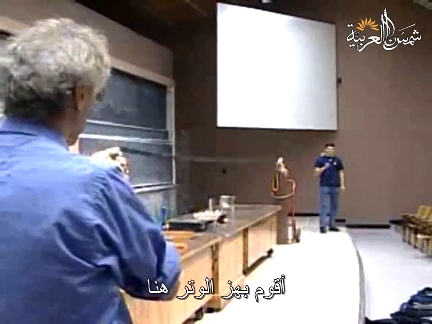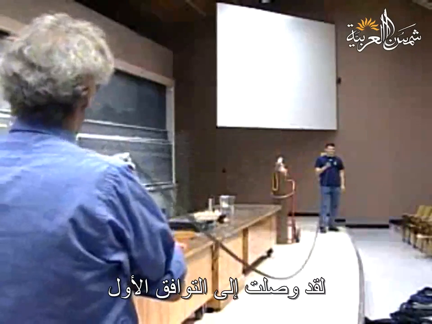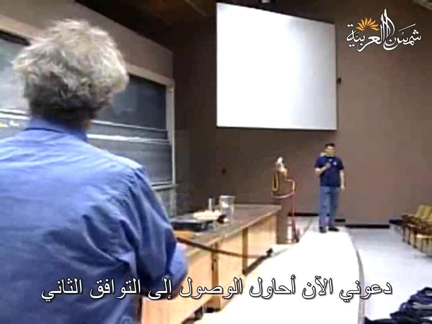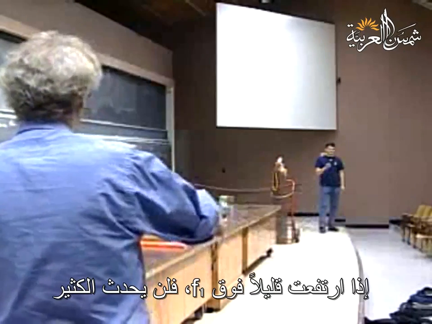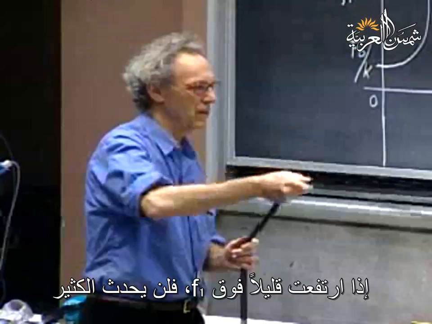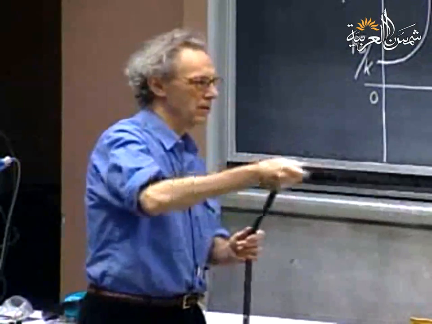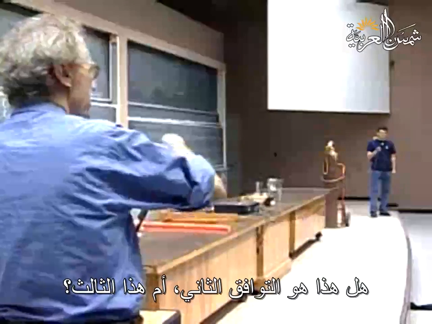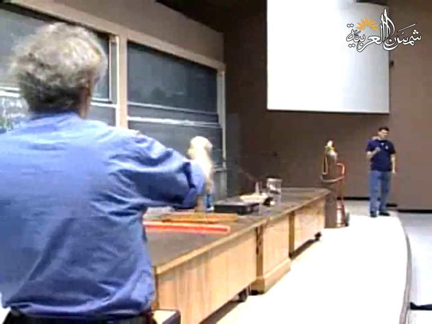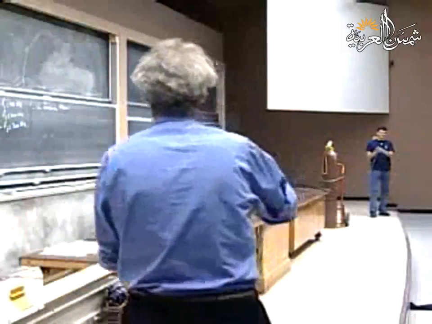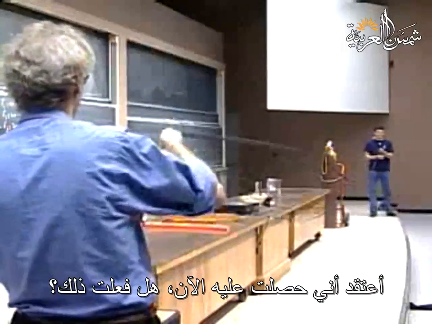Very clear. I shake it here. I have exactly the resonance F1. Let me now try to hit the second harmonic. If I go up a little over the F1, then nothing much happens. Hard for me to see. Is this the second harmonic, or is this already the third? It's already the third. Let me see whether I can get the second. I think I got it now. Do I?